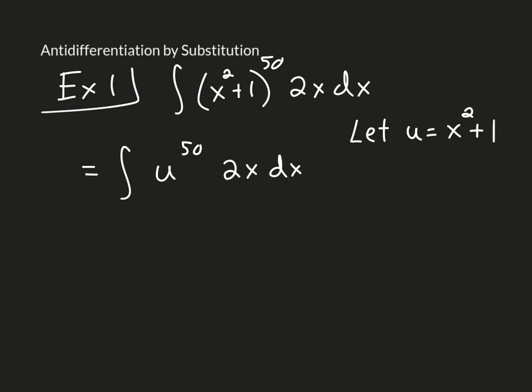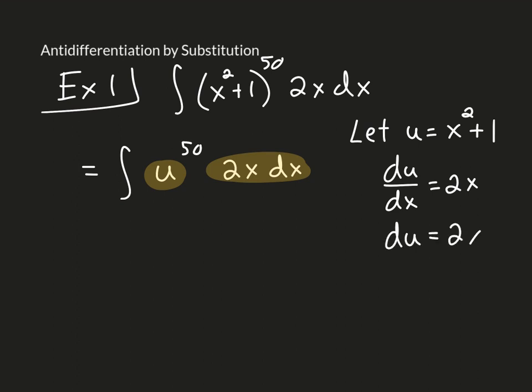Okay, well, we have a problem here. We have u's and we have x's, and we need our variables to be consistent. So I'm going to observe the u that I defined on the right-hand side, and I'm going to differentiate it. Using implicit differentiation, du dx will be equal to 2x, and I can multiply both sides by dx and end up getting du equal to 2x dx.